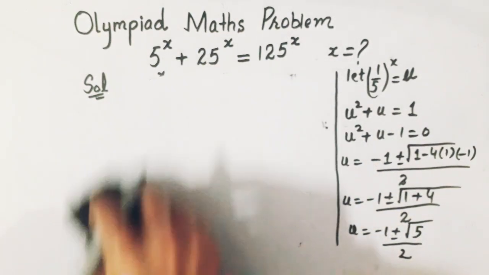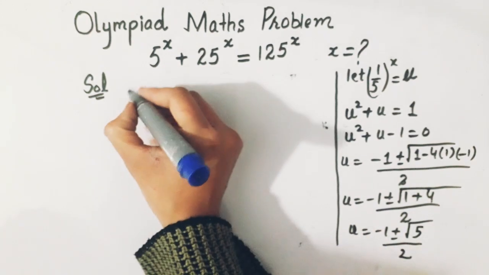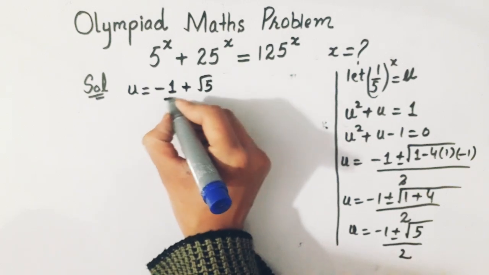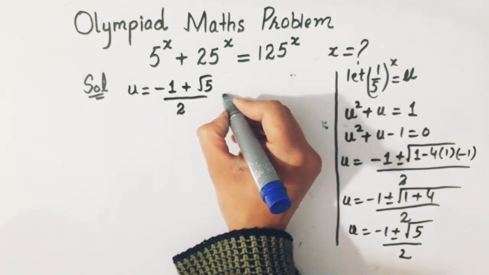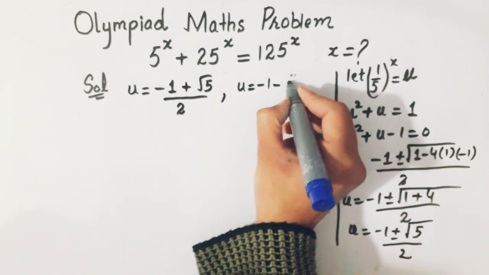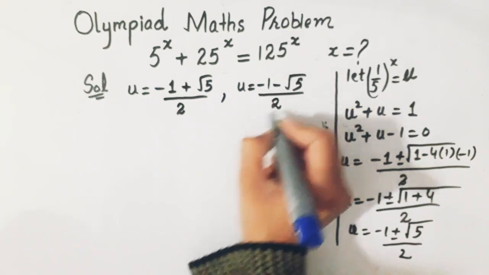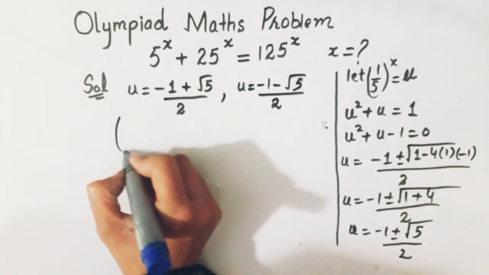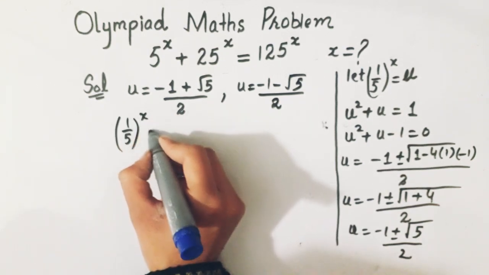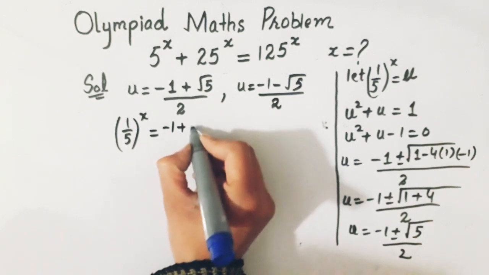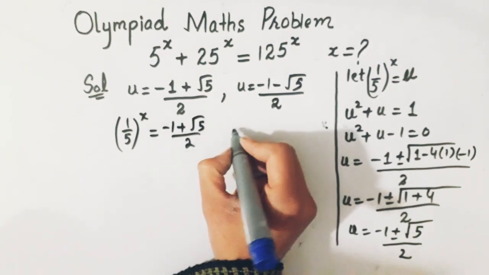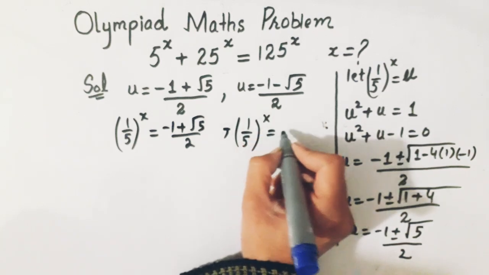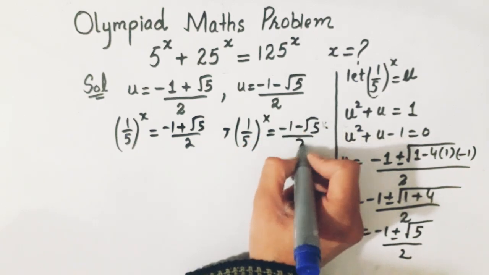Then first one is, we have u equals minus 1 plus root 5 divided by 2. This is the first supposition. And other is u equals minus 1 minus root 5 by 2. This is the another. Now we will substitute the value of u here, that is 1 by 5 whole power is x equals minus 1 plus root 5 by 2, and this will equals other one for 1 by 5 whole power is x equal minus 1 minus root 5 by 2.